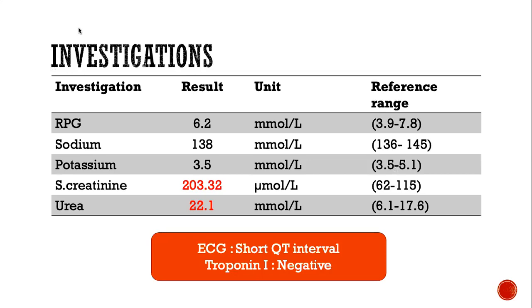His blood investigations revealed a normal random plasma glucose value of 6.2 millimole per liter and serum sodium value of 138 millimole per liter, which is normal, serum potassium value of 3.5 millimole per liter, which is low normal, and serum creatinine 203.32 micromole per liter, which is high, and blood urea value of 22.1 millimole per liter, which is high. His ECG showed a short QT interval and the troponin I was negative.